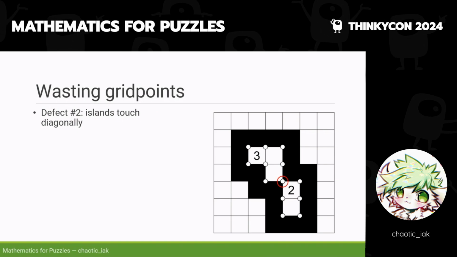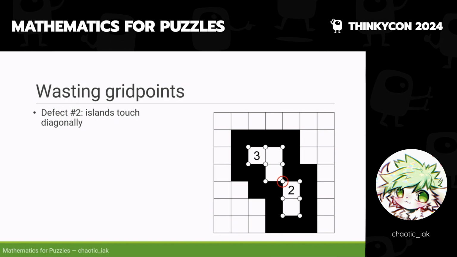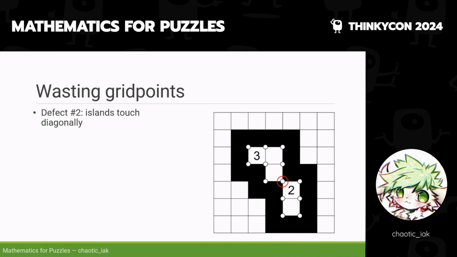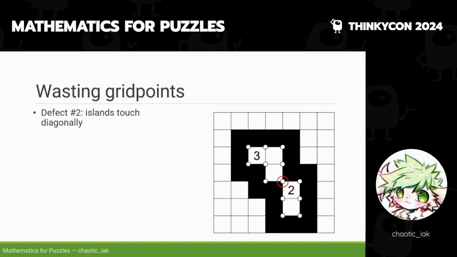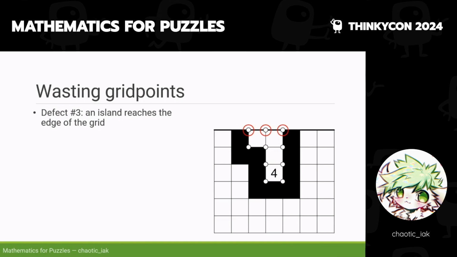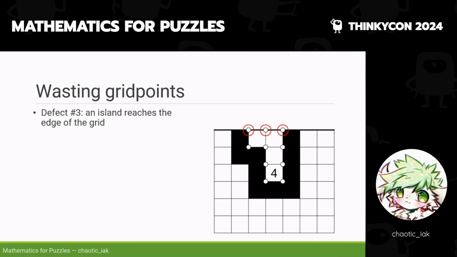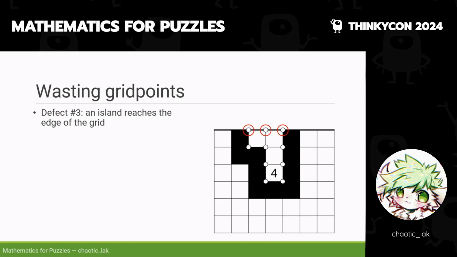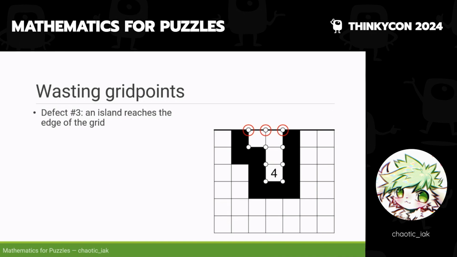The second defect is if islands touch diagonally. Then you have two islands that are touching the same point. What is that for? You only need each point to be touched by an island. Why do you have two islands touching it? That's a waste where you could have touched something else. The third defect is if an island reaches the edge of the grid. That's also a waste. We only need to cover the internal points. Why are we using points on the boundary? So those are the ways to waste grid points, the kinds of defects.